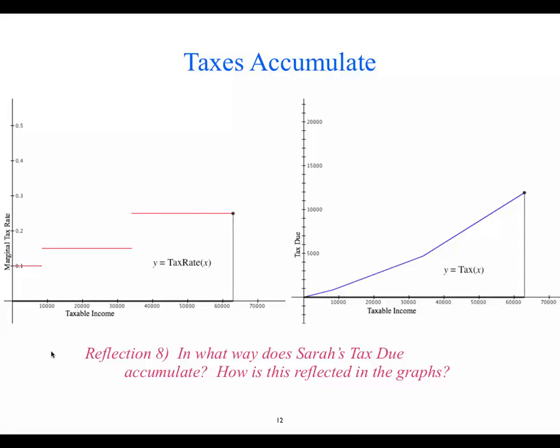But how does the tax due accumulate? Does she work for 3 months and then all of a sudden owe a bunch of tax, and then work for 2 more months and then all of a sudden owe more? Every year, right? For every dollar she makes, there's tax due. Right, exactly. Every little bit of taxable income has a corresponding amount of tax that's due. So taxes accumulate bit by bit by bit.